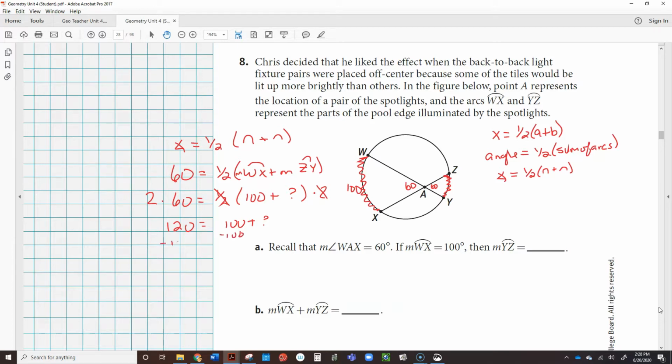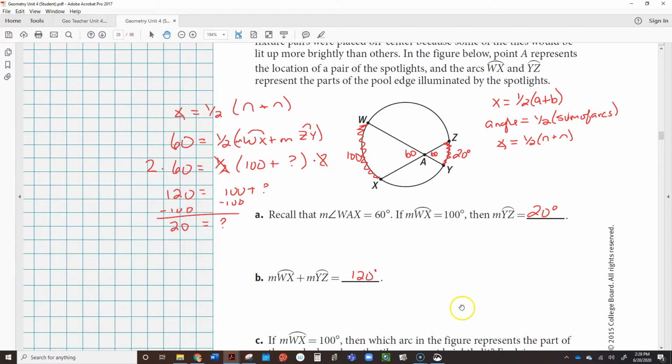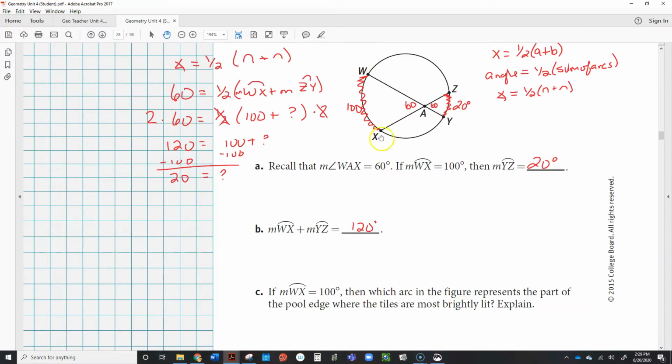Subtract 100 from both sides. It just turned into an algebra problem. Instead of putting an X right there, I just put a question mark. So the missing arc is equal to 20 degrees. So this right here should be 20 degrees. 100 plus 20 is 120, divided by 2 gives you 60. So the measure of arc WX plus arc ZY equals 120, and if WX is 100, then which arc in the figure represents the, oh, I don't know.